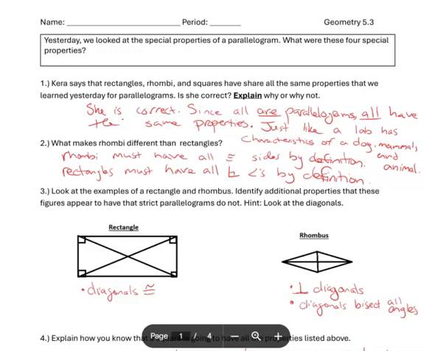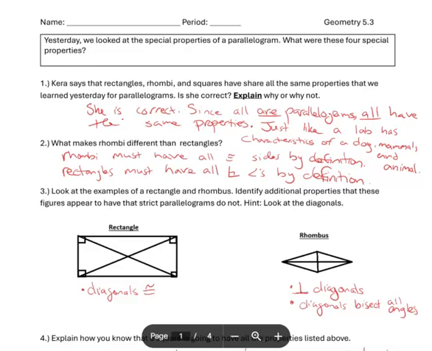All right, moving on to 5.3. It says, yesterday we looked at the special properties of parallelograms. What are these four special properties? Well, by definition, you already know both opposite sides are parallel, and then we learned that both opposite sides had to be congruent, both opposite angles had to be congruent, all consecutive angles had to be supplementary, and the diagonals bisect one another. Says Kara says that rectangles, rhombi, and squares share all the same properties that we learned yesterday for a parallelogram. Is she correct? Explain why or why not.